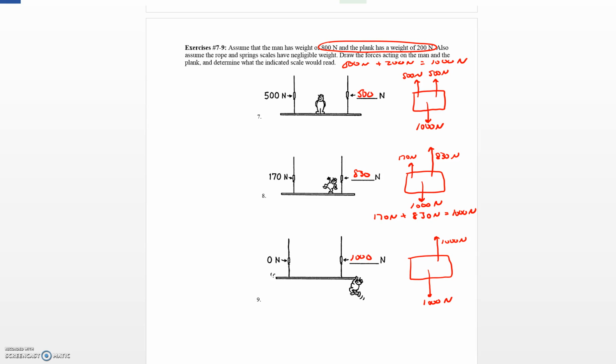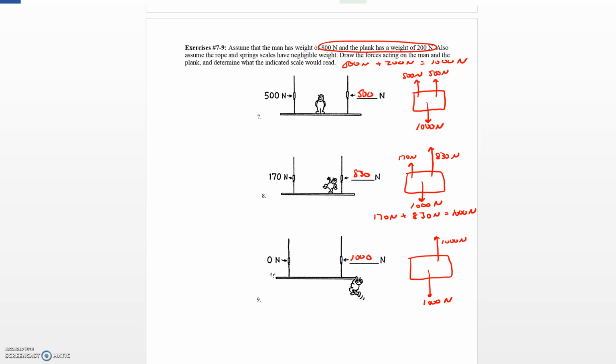For number 8, now he's not standing in the middle of the plank, he's standing more towards the right, so the forces are going to be shifted. We're only going to have 170 Newtons of force on the left-hand scale, so we must have 830 Newtons of force on the right-hand scale, since 170 Newtons plus 830 Newtons equals 1,000 Newtons up, which would cancel out that 1,000 Newtons down, and our net force would be 0.